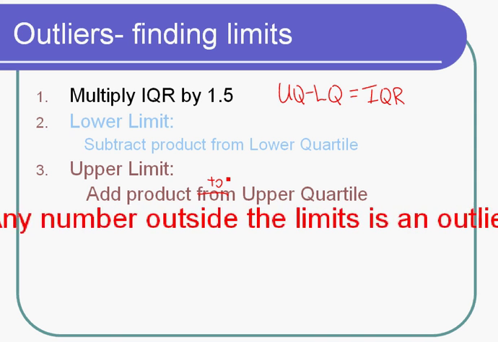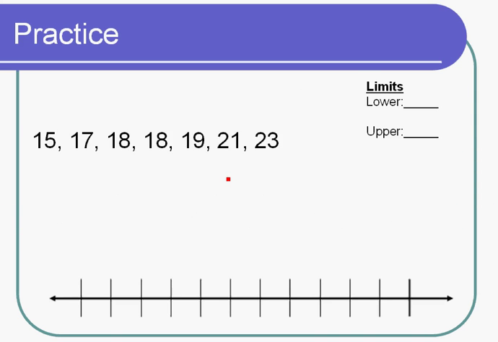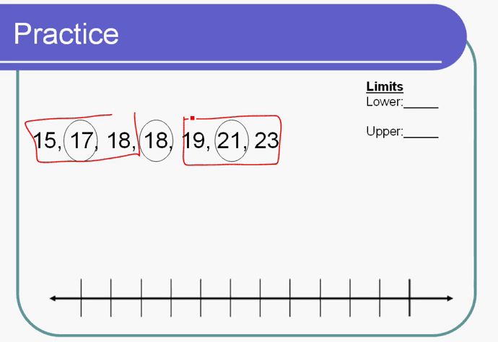Okay, so let's go ahead and get started. Here we have a set of data that's already in numerical order, which is the first step to finding our 5-number summary. Here's our median, and the upper and lower quartiles are the medians of the upper half of the data and the lower half of the data. So right now we have our median, our lower quartile, and our upper quartile.